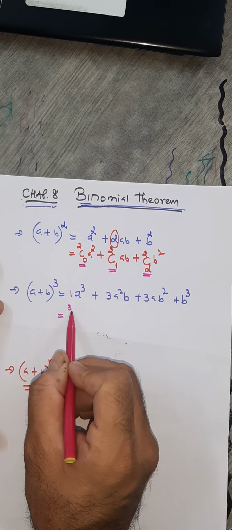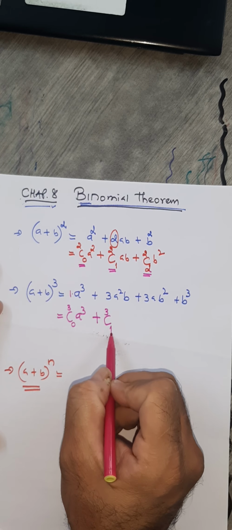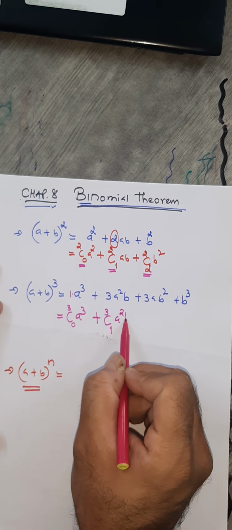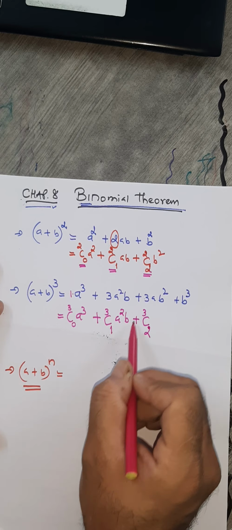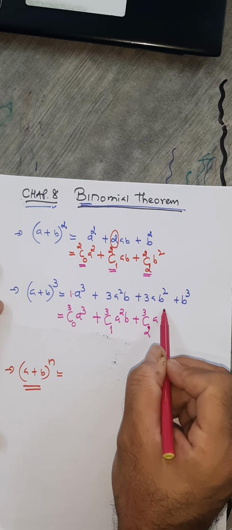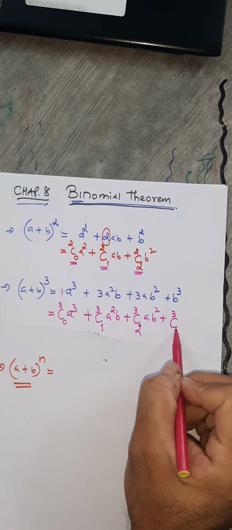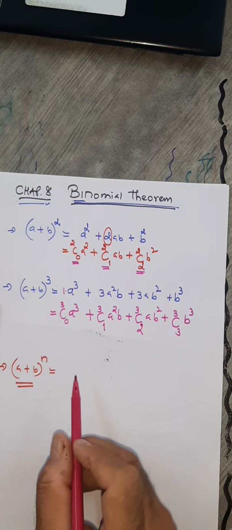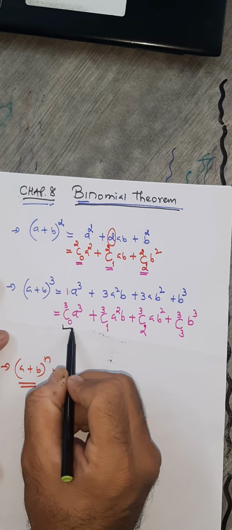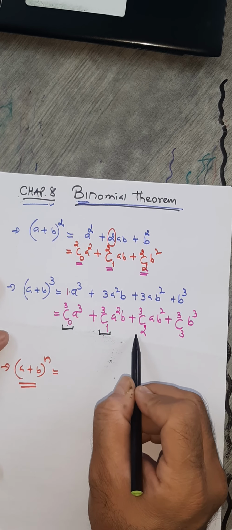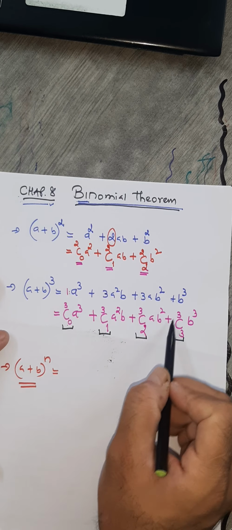Same way here, the coefficient is 1. You can write here 3c0 into a cube. This you can write 3c1. 3c1 is 3, you can verify, into a square b as it is. This I can write 3c2. You know 3c1 and 3c2 are equal and both are 3, into ab square, plus here the coefficient of b cube is 1, which I can write 3c3 into b cube. So here the coefficients have been expressed in the form of which symbol? The nCr symbol. 3c0, 3c1, 3c2, 3c3. This is just 1, 3, 3 and 1.